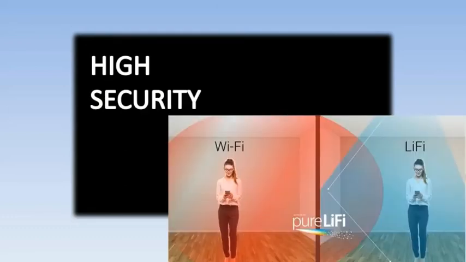Radio waves, which are used in Wi-Fi connections, can pass through walls, that is, through physical barriers. This not being the case with Li-Fi. As light cannot pass through physical barriers, it offers higher security and has less chances of being hacked.